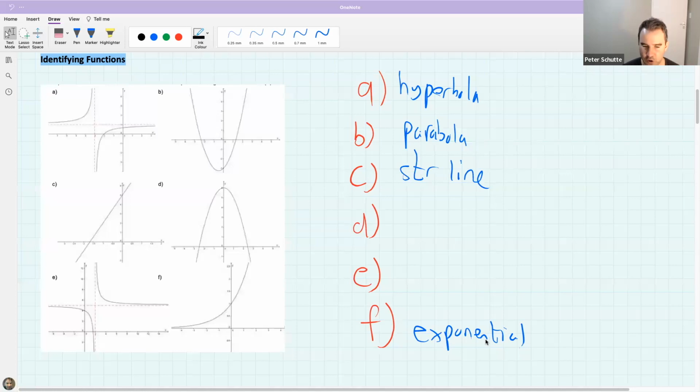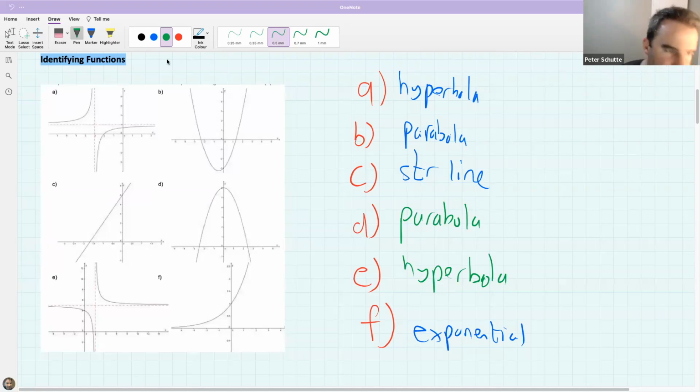Let's go to Tebogo. Tebogo, what do you think of D and E? Could you identify either of these 2? D is a parabola with the negative concavity, and E is a hyperbola. Perfect. Thank you very much. You guys know your functions.